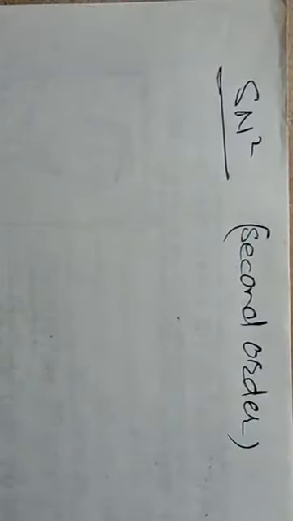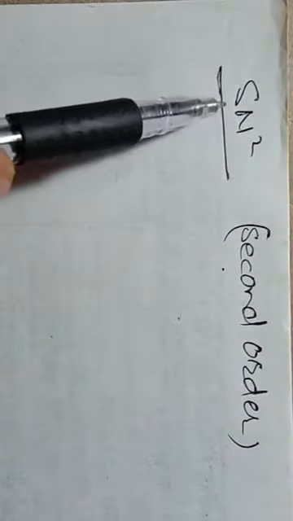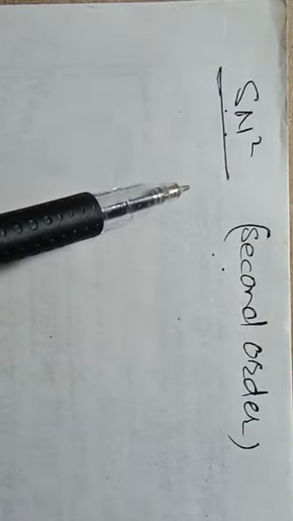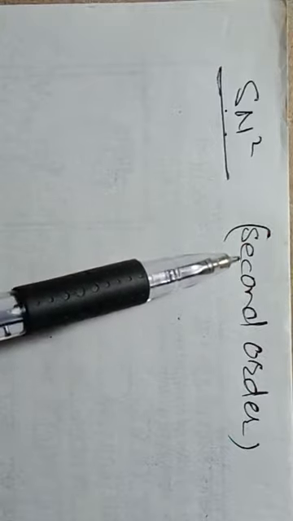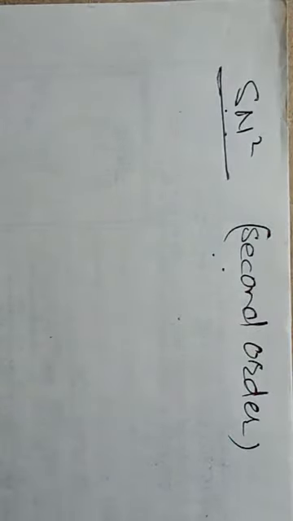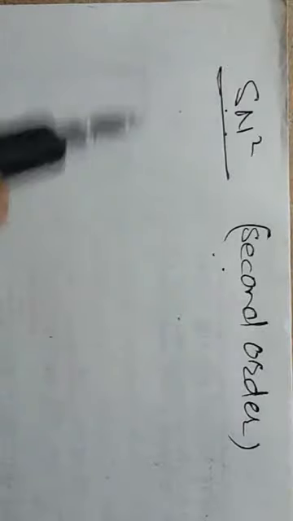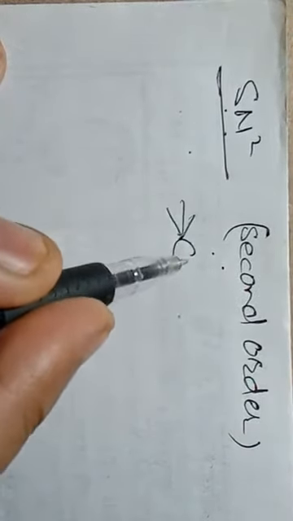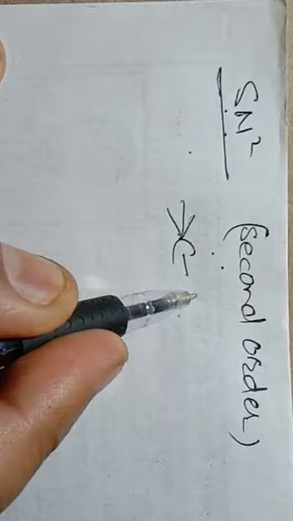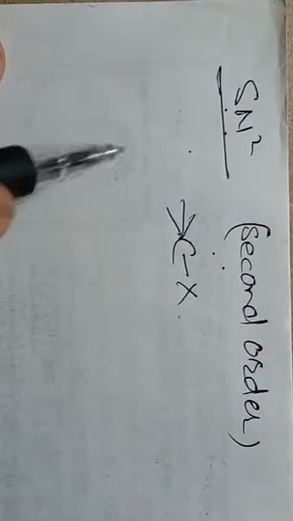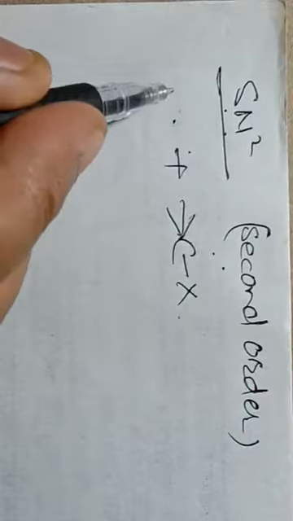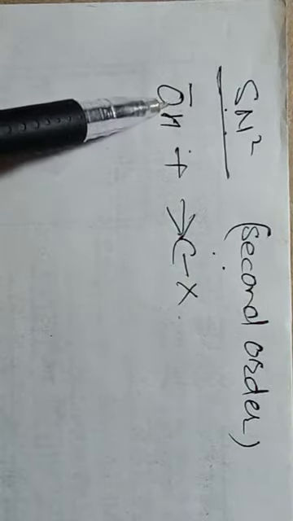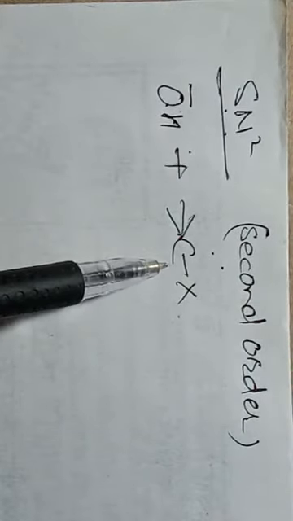Okay children, it means the rate of an SN2 reaction depends upon both the base compound and the reagent. That is why this mechanism is a second order mechanism. So for example, it is a base compound, okay, and nucleophile OH.